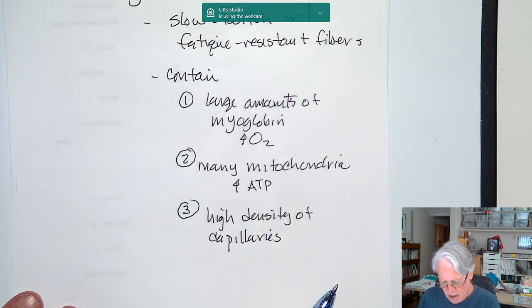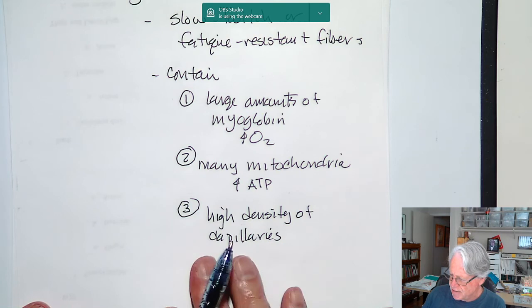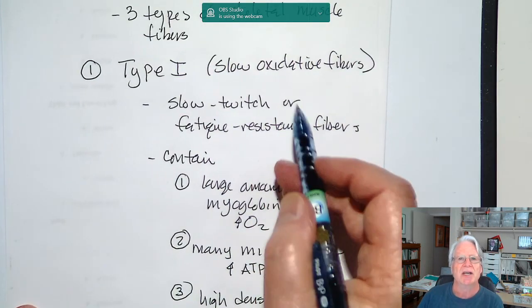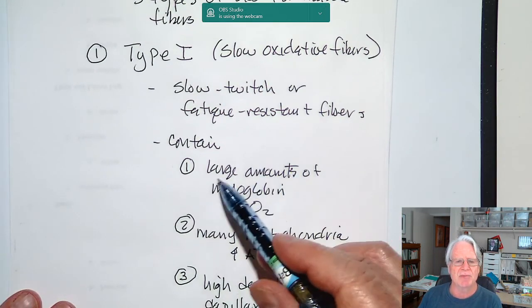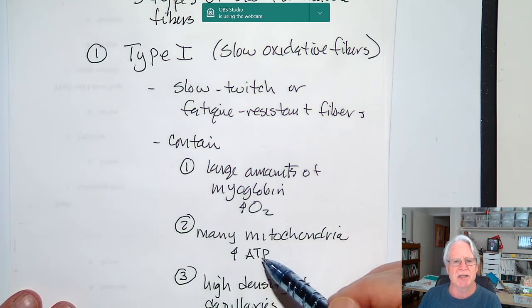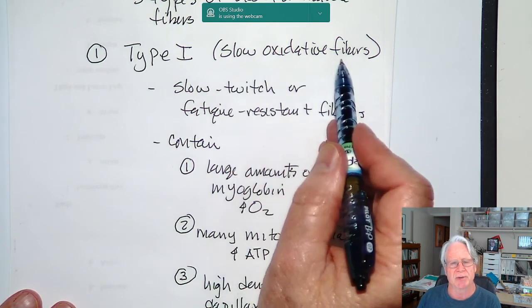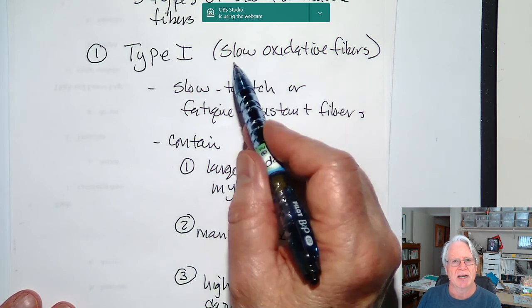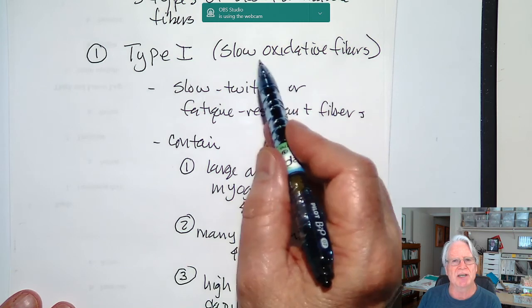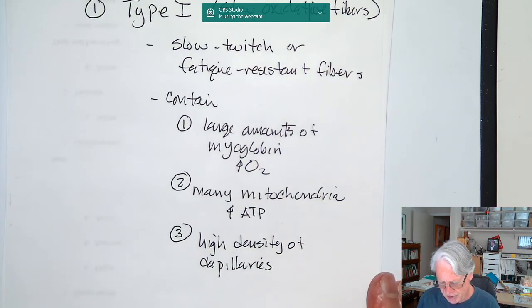Okay, so slow oxidative fibers, slow twitch. So even though I have large amounts of the ingredients capable of producing ATP and the ability to produce that ATP, I'm going to use it up slowly. I'm going to use the ATP at a slower rate than in other types of muscle tissue.